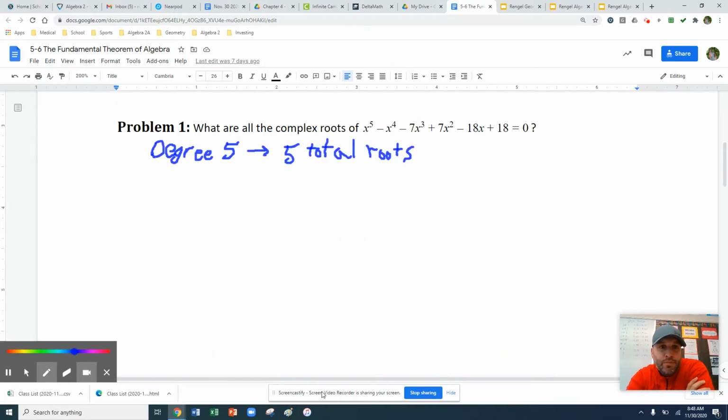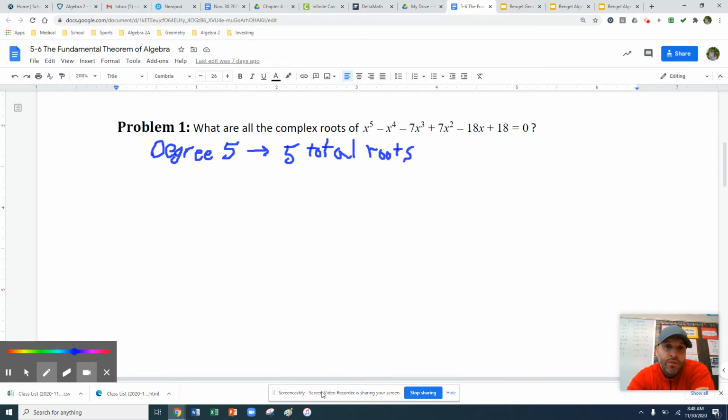As we look at our first problem, we're going to find all the complex roots of x to the fifth minus x to the fourth minus 7x to the third plus 7x squared minus 18x plus 18 equals 0. Now I know that complex roots are going to come in pairs based on section 5.5. So I could have a set of 2 complex roots here, or I could have 4 complex roots. I can never have odd complex roots.